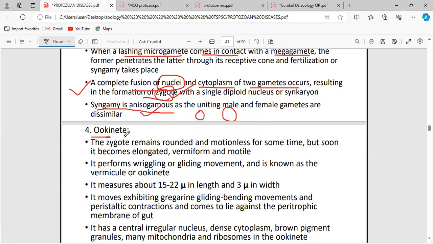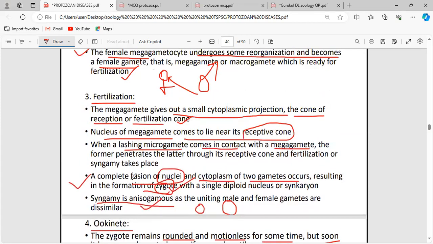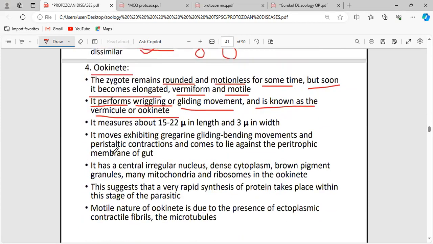Now, ookinete. The zygote remains rounded and motionless for some time, but soon it becomes elongated, vermiform, and motile. It performs a wriggling or gliding movement and is known as the vermicule or the ookinete. After the zygote has been formed as a result of fertilization, the ookinete will form.